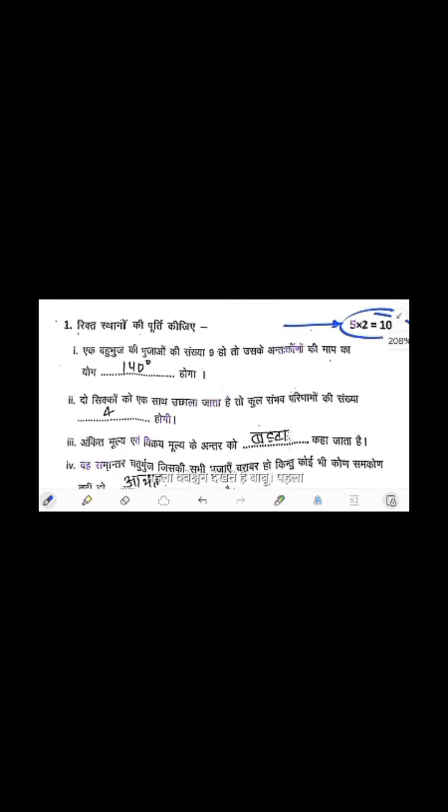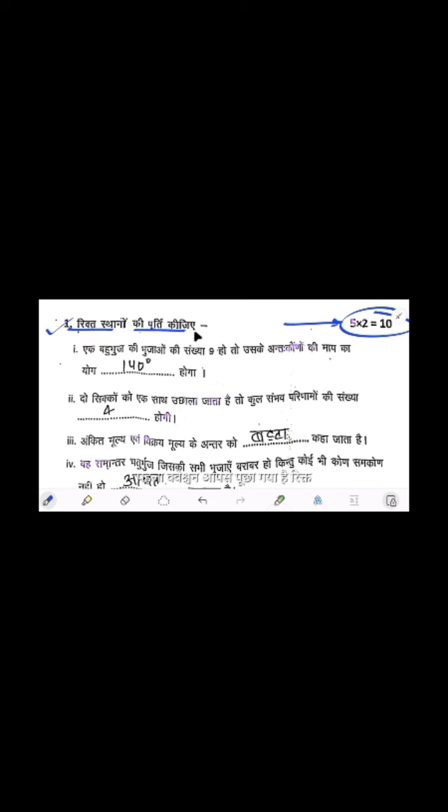The first question is asked to you: fill in the blanks. That is, you have to fill the blank space. So the first question is, if the number of sides of a polygon is 9, then what will be the sum of the measures of its interior angles? So it will be 140 degrees. Babu, remember it.